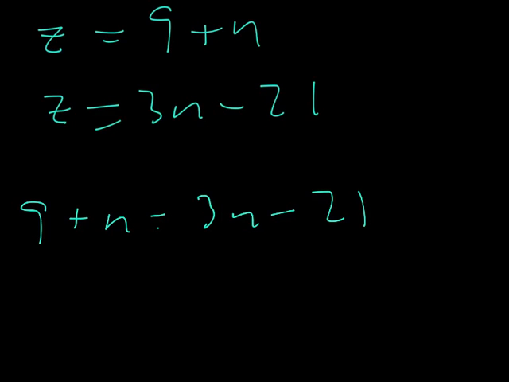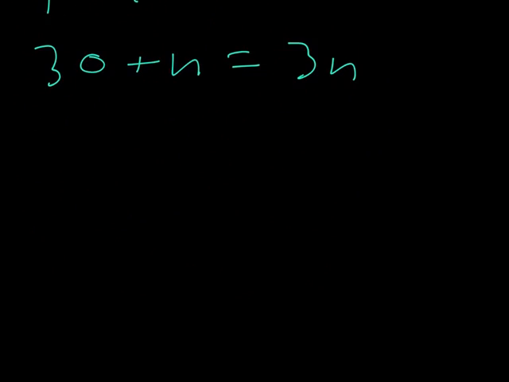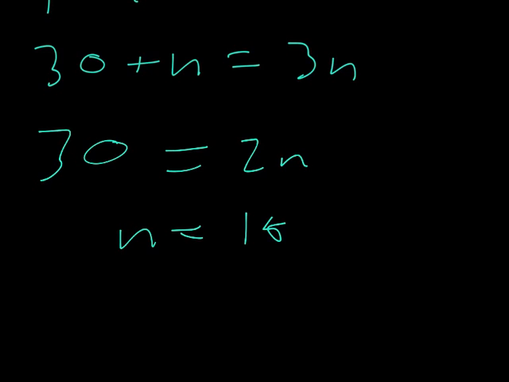So let's add 21 to each side first. So 30 plus N equals 3N. And now let's go ahead and isolate N, so we can subtract 1N on each side. So 30 equals 2N is what that'll give us. And then just dividing by 2, we get that Nick is 15 years old.